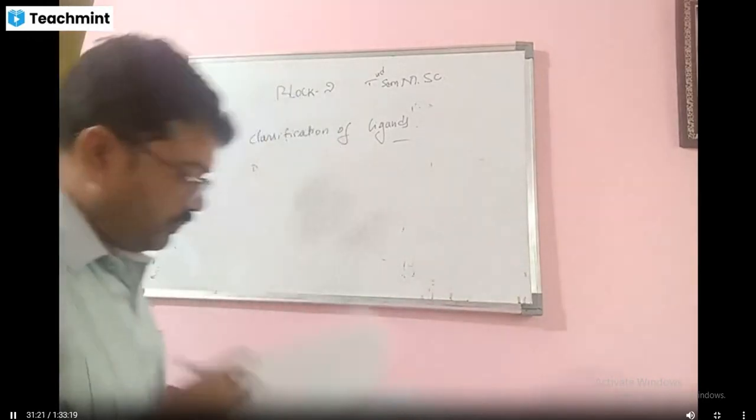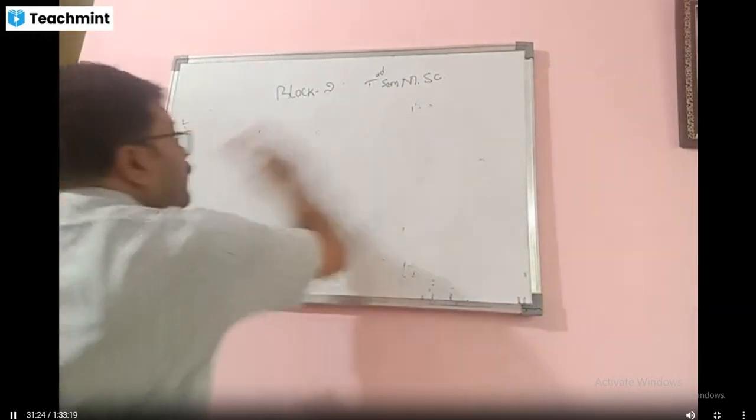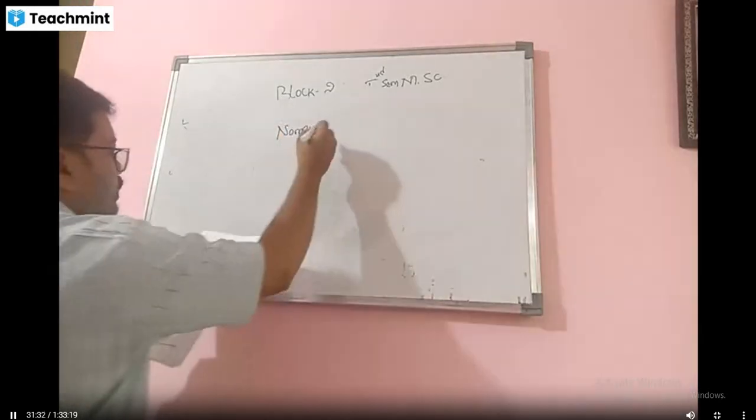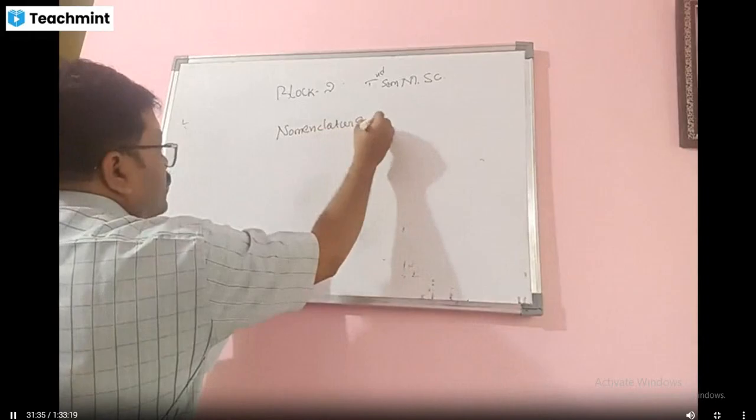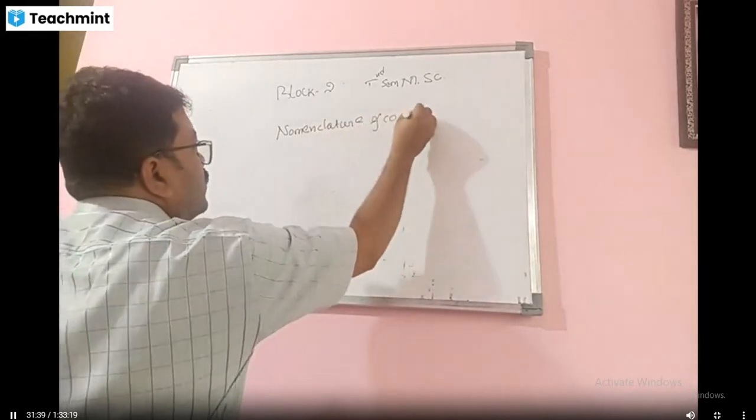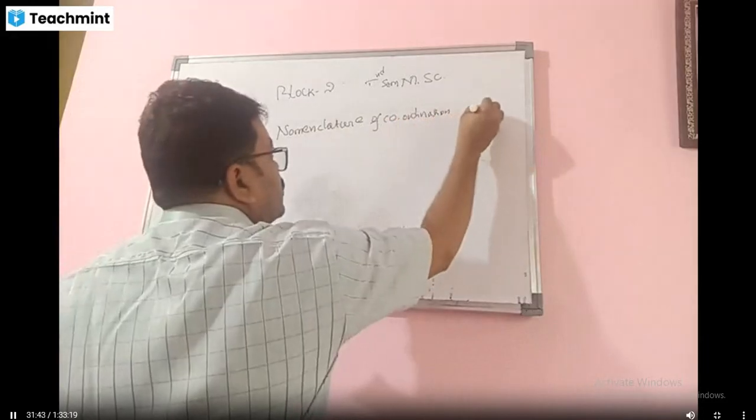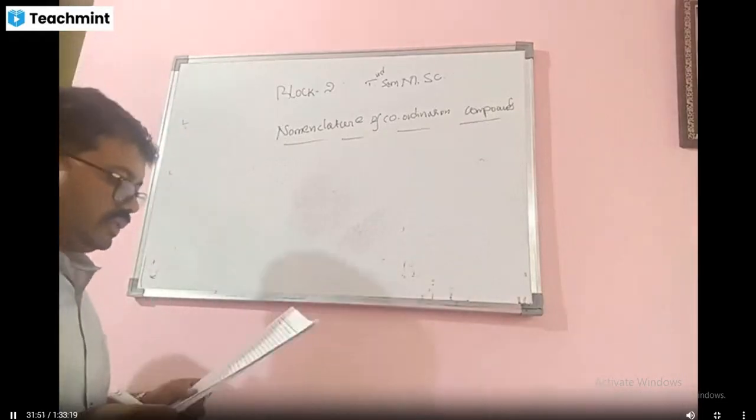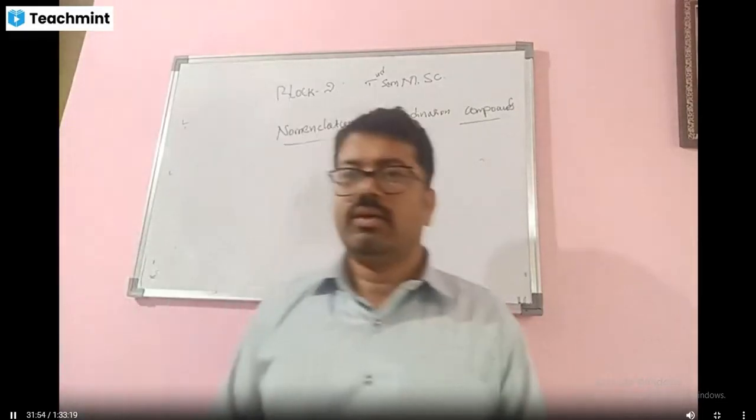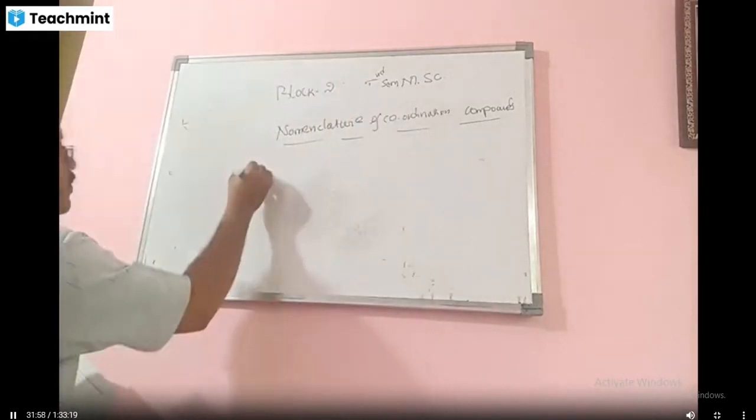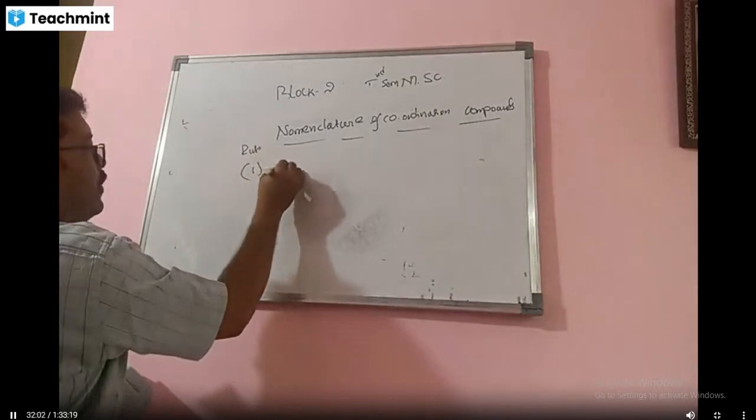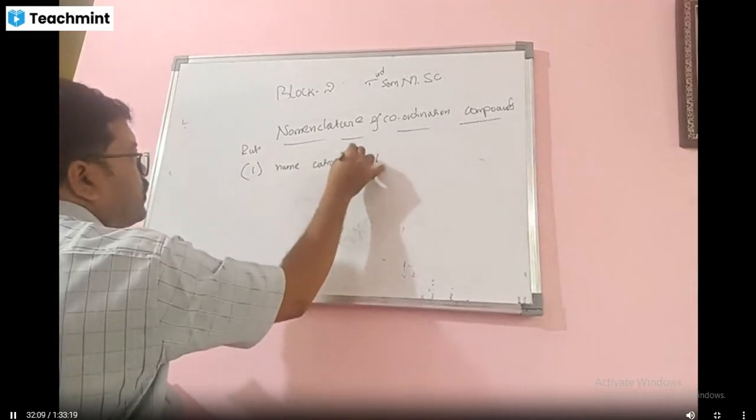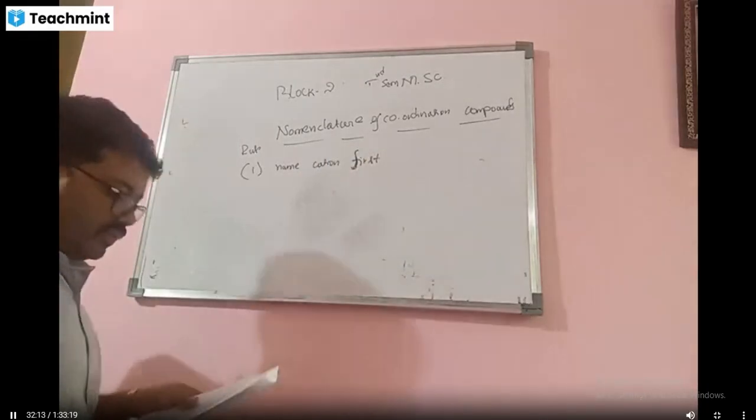So, nomenclature. How to name the nomenclature of coordination compounds? How to name the complex molecules? First rule: if the complex is ionic, name the cation first.